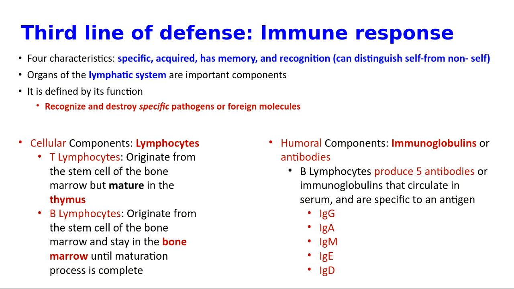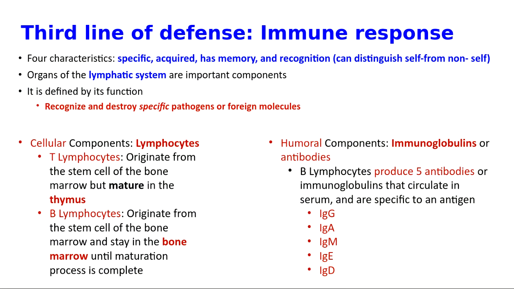The T lymphocytes get their information about the non-self antigen, and then they give it to the B lymphocytes, and the B lymphocytes produce the immunoglobulins, the specialized proteins that have very specific functions. And we have five different types of immunoglobulins or antibodies: IgG, IgA, IgM, IgE, and IgD. An acronym to remember them would be GAMED.